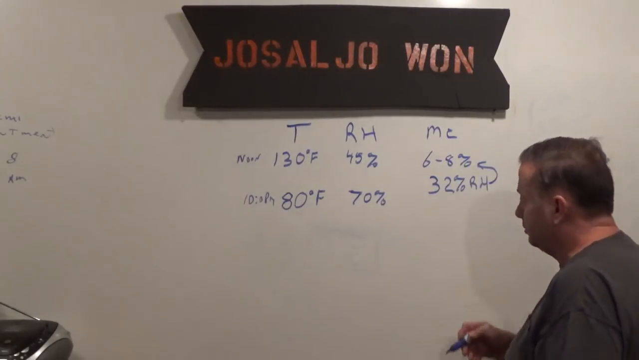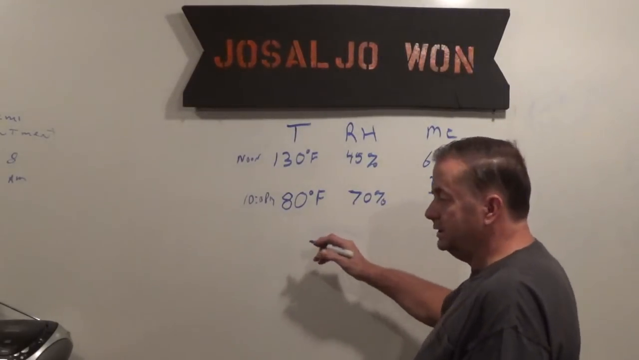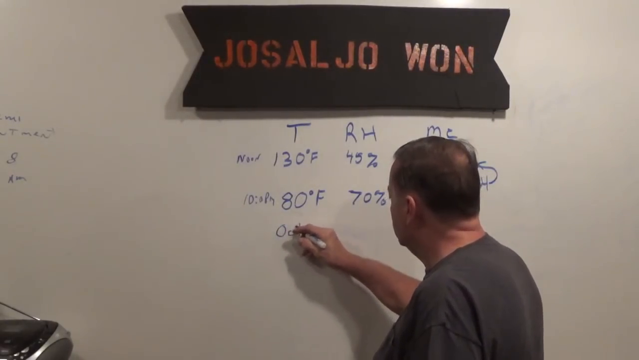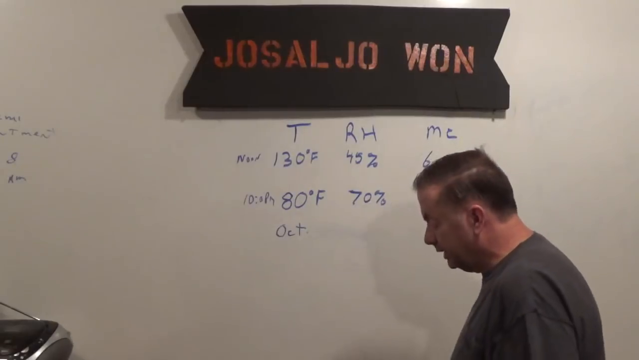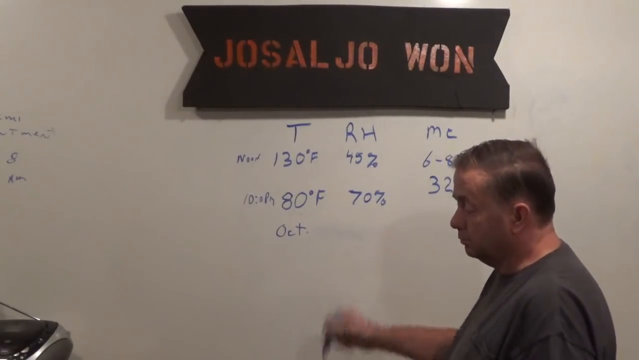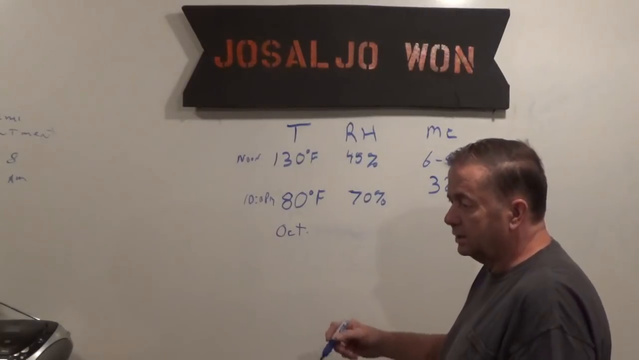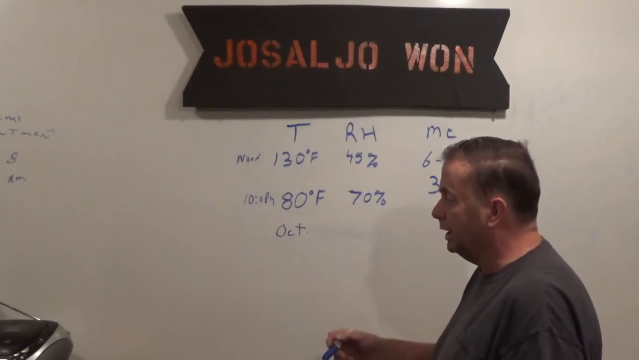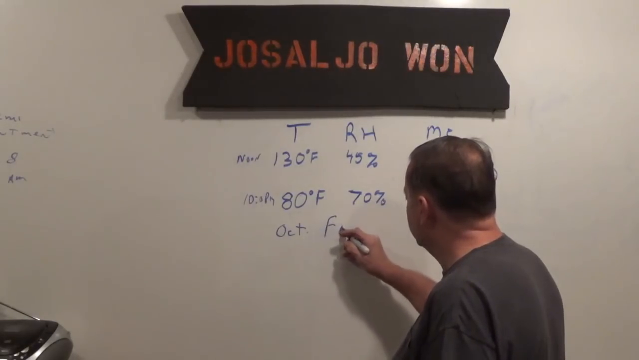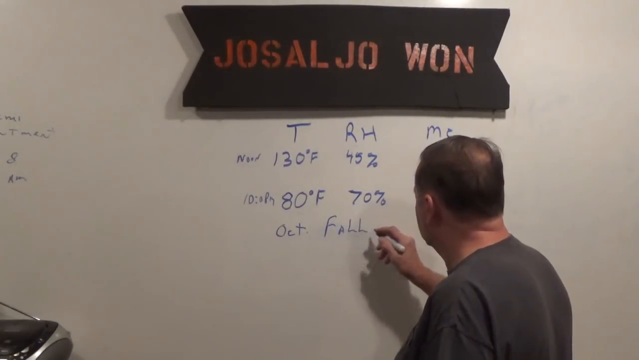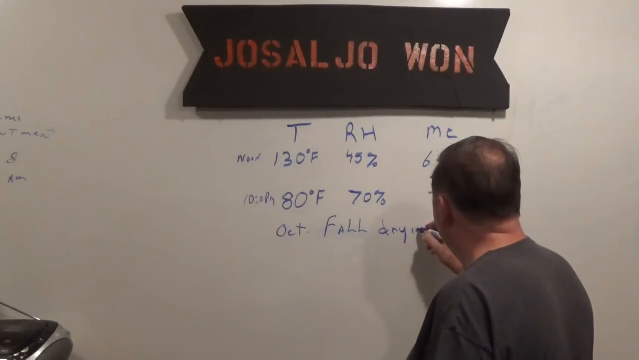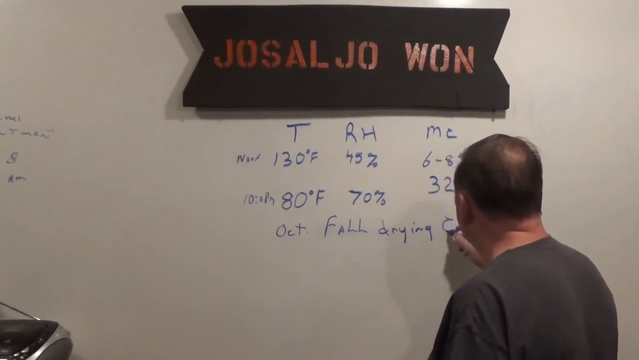Alright, so now here's my problem. We're in a season, it's October, okay, and in Pennsylvania, October, November, December, January, February, and March are not considered good drying months. So what we have here is what I'm going to call fall drying conditions. Okay? Fall drying conditions.